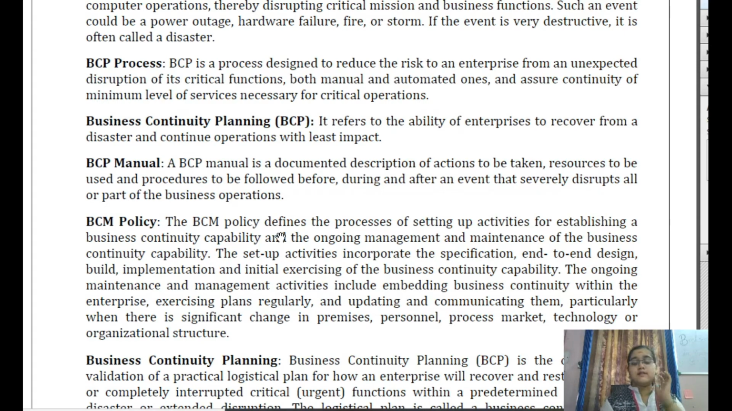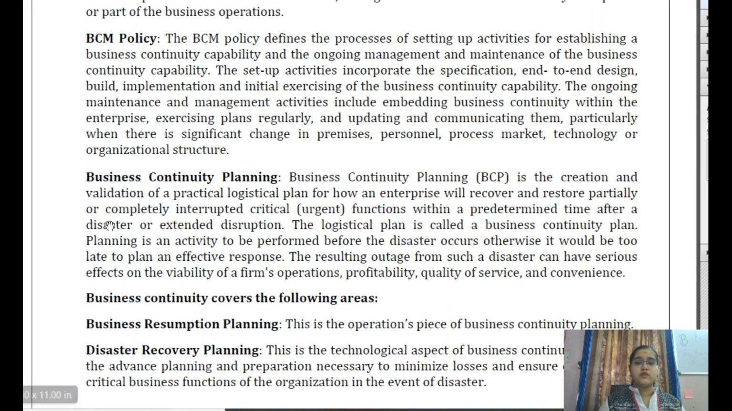Therefore, based upon the policy itself, the plan is being developed. So in the latest part, we will see what the objectives of the policy are. Then comes the main important thing. Because of the policy, we are going to plan, right? So what is meant by business continuity planning? It is the creation and validation of a practical logistical plan for how an enterprise will recover and restore, partially or completely, interrupted critical functions within a predetermined time after a disaster or extended disruption, with the least possible impact.